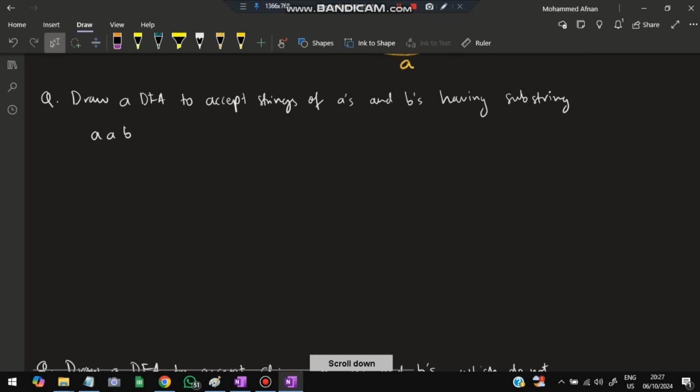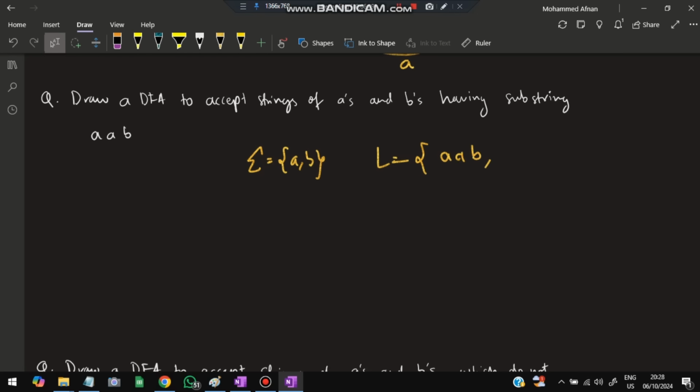Okay, moving on. Draw DFA to accept strings of A's and B's having substring AAB, means in between somewhere AAB should be there. You got my point? So what are the set of alphabets? Alphabets are A and B, and the language will be minimum string. The substring AAB means anywhere in between or in the starting or in the end, it should have AAB. This is the least string.